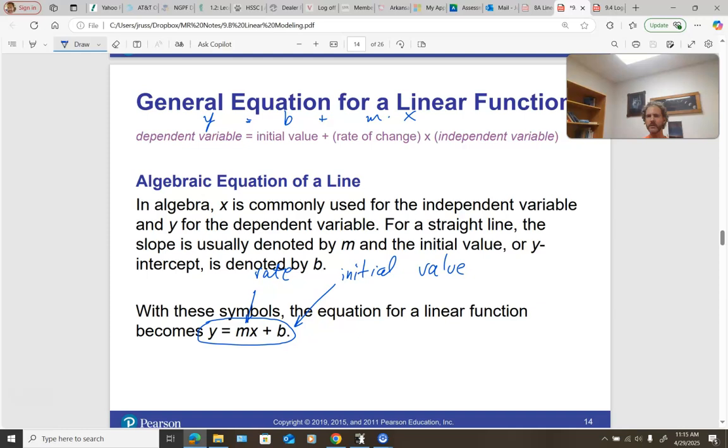We actually use this equation. No, we didn't. But anyway, let's continue.